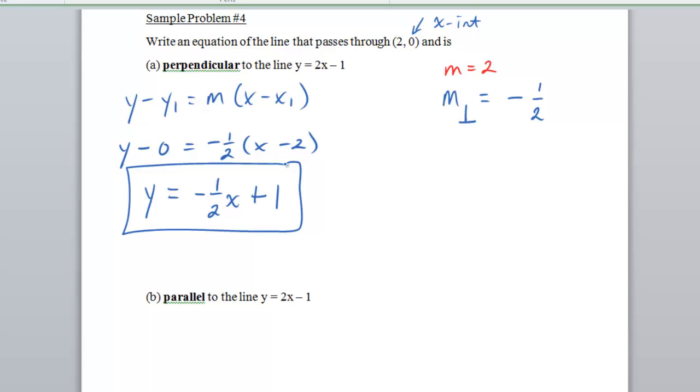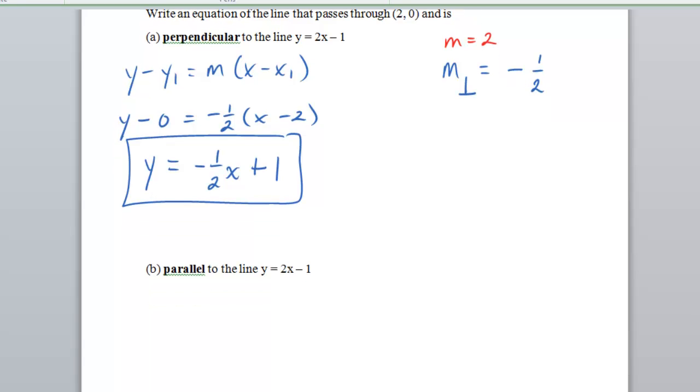And so that line is going to be perpendicular to y equals 2x minus 1. And don't forget, if you really wanted to check to see that this worked out, you could actually graph both of these equations in your graphing calculator and just verify that they're perpendicular to each other.